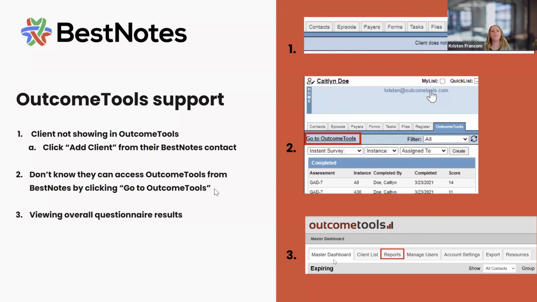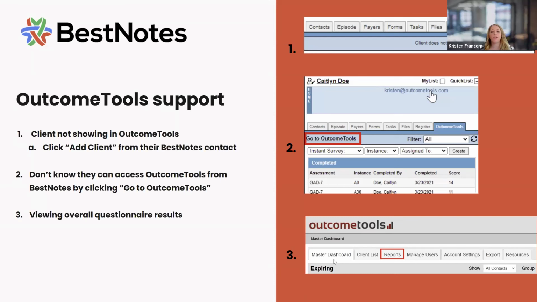Another common thing that we get is clients are not showing in OutcomeTools. So sometimes customers will call in and they will say, I have this client in BestNotes, but they're not showing up in OutcomeTools. The very first time that you are having a client take a survey, you do have to click the Add Client button. So you'll see an Add Client button on the OutcomeTools tab. If that is still there, that means that client does not exist in OutcomeTools yet. And so the Add Client button needs to be clicked so that you can start adding surveys to that client.